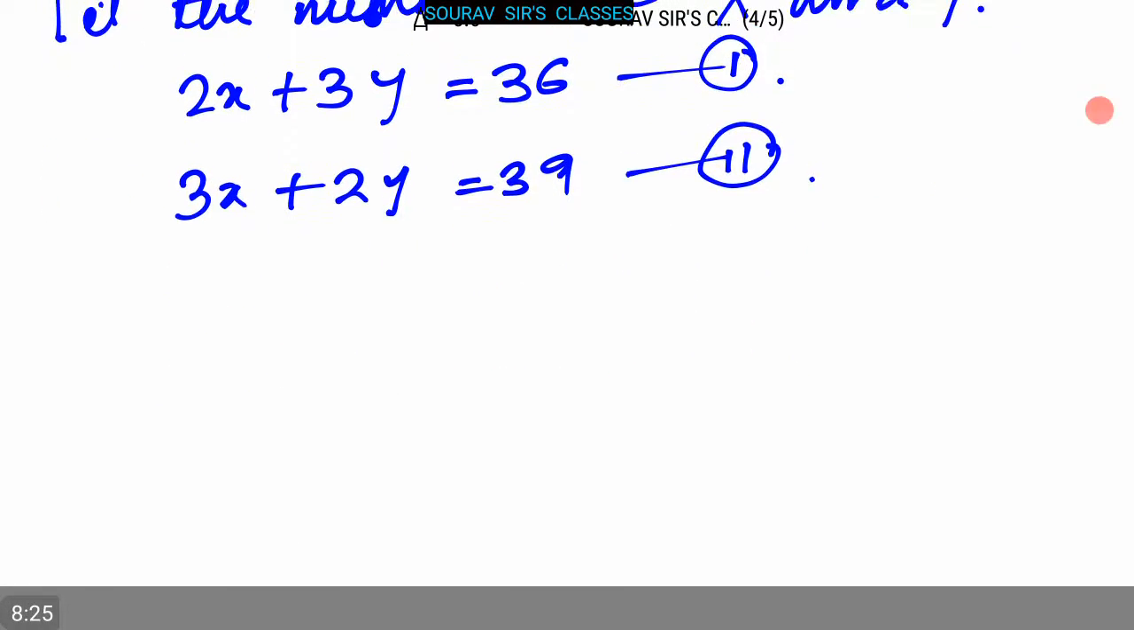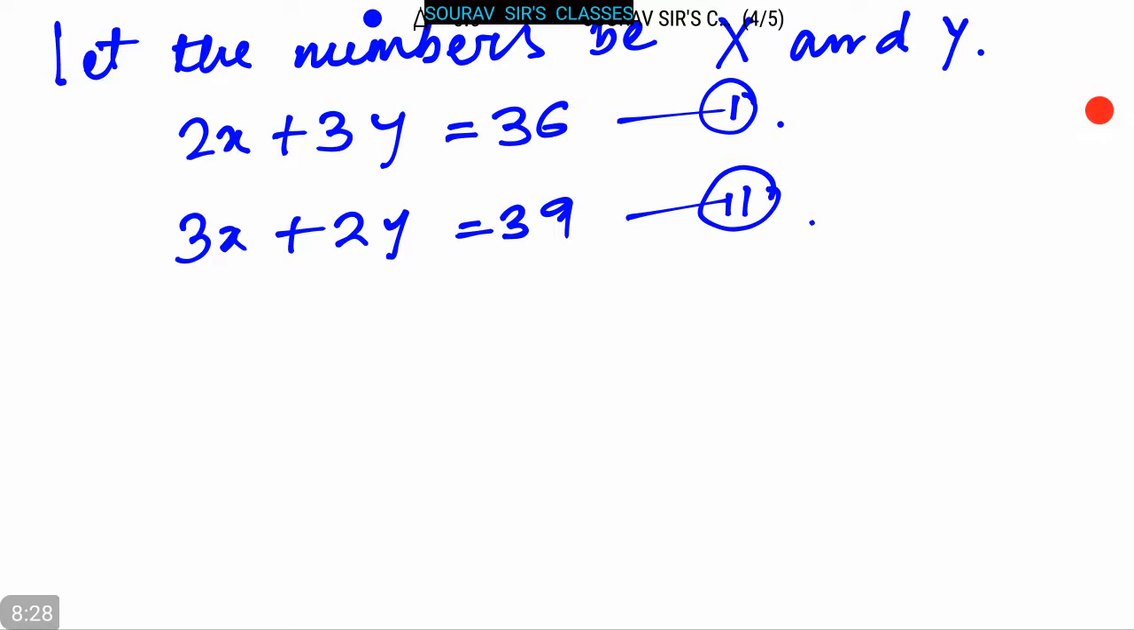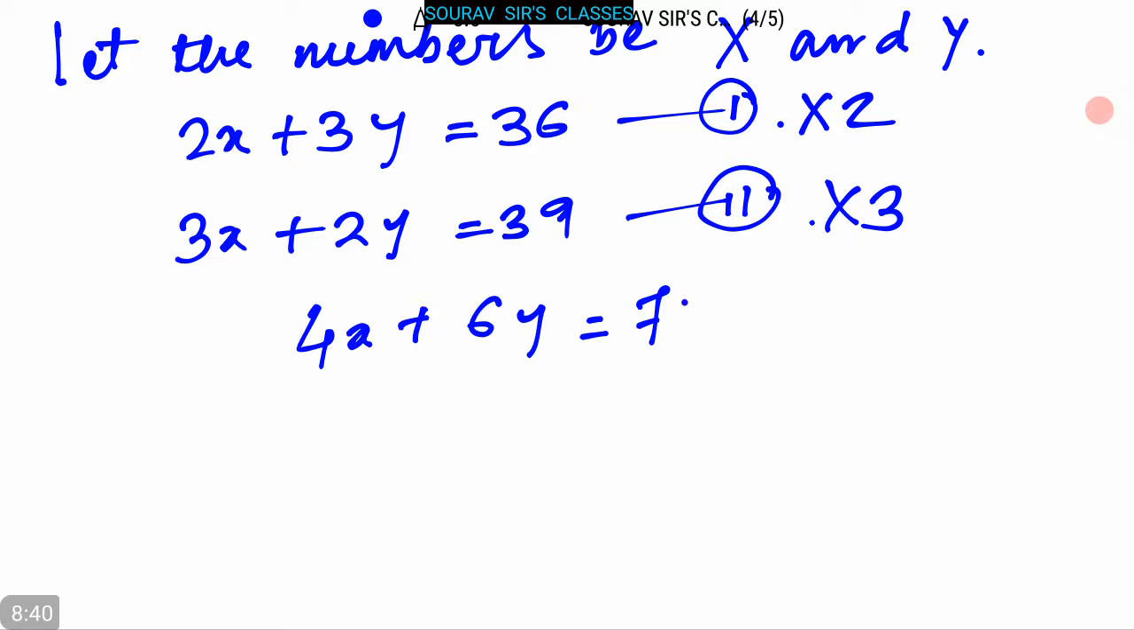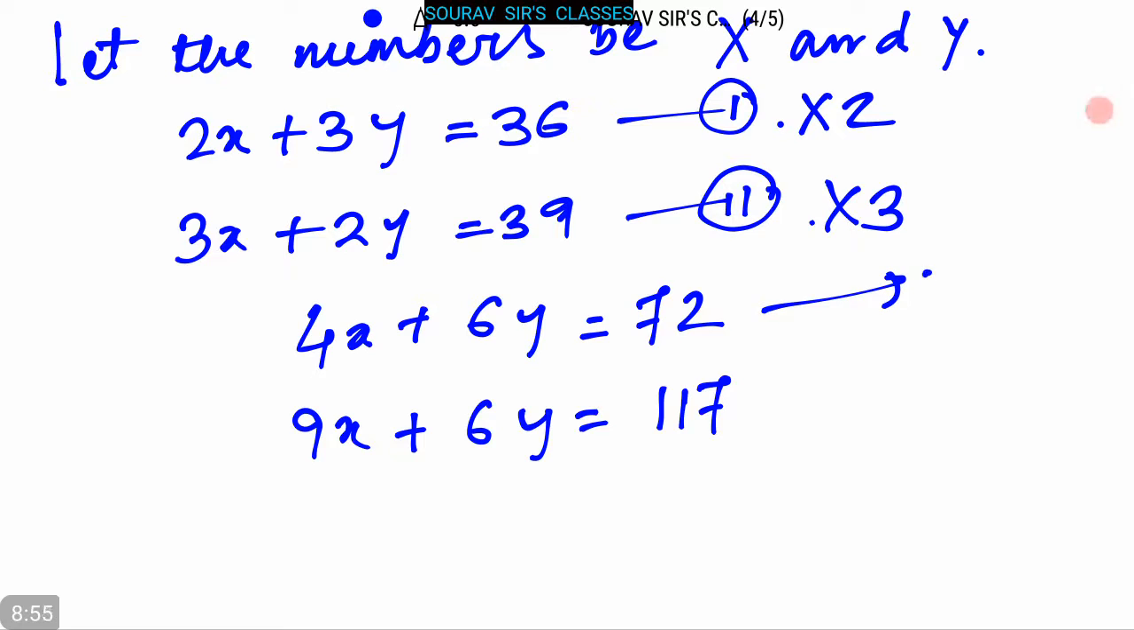So on multiplying equation 1 by 2 and equation 2 by 3, we can write it as 4x plus 6y is equal to 72, and 9x plus 6y is equal to 117. Let's take this as equation number 3 and this as equation 4.